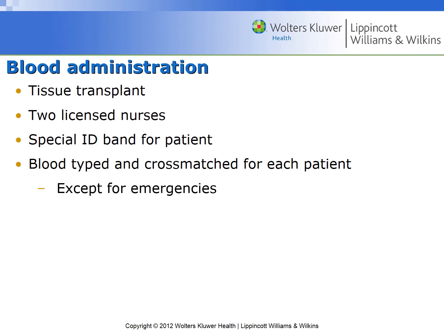Blood is typed and cross-matched for each patient. So if the order is to type and cross-match 4 units of blood, then the patient will be drawn for the type and cross. They will be cross-matched to 4 specific units of blood in the blood bank. And those 4 units belong to that patient until they are either given or they are released from the blood bank.